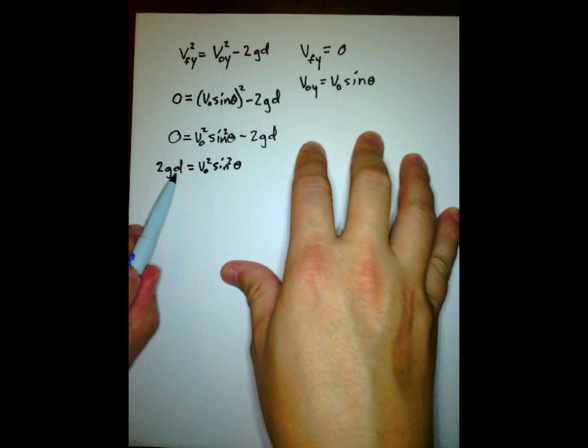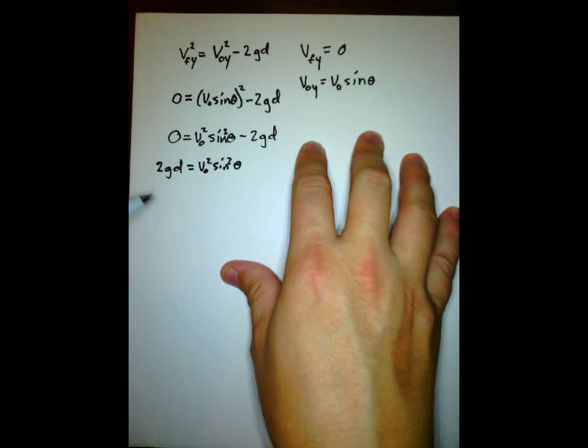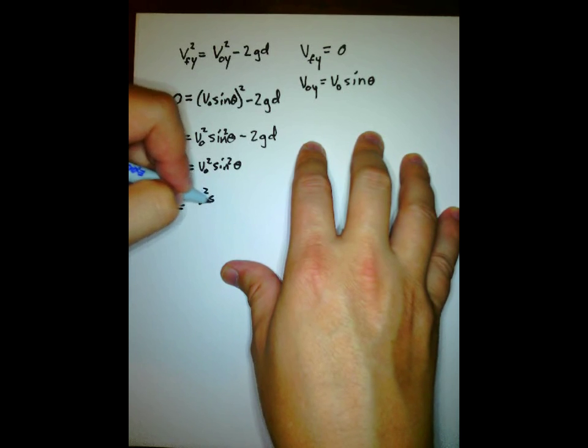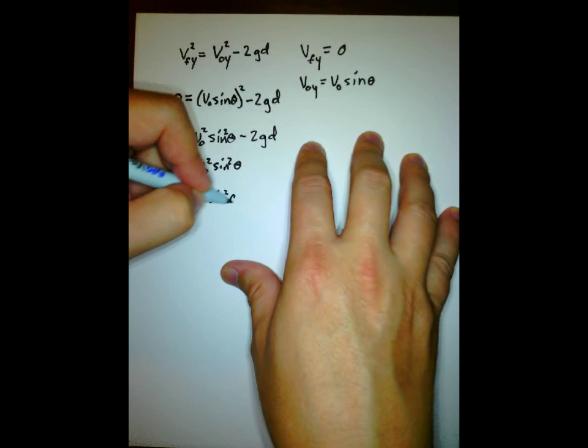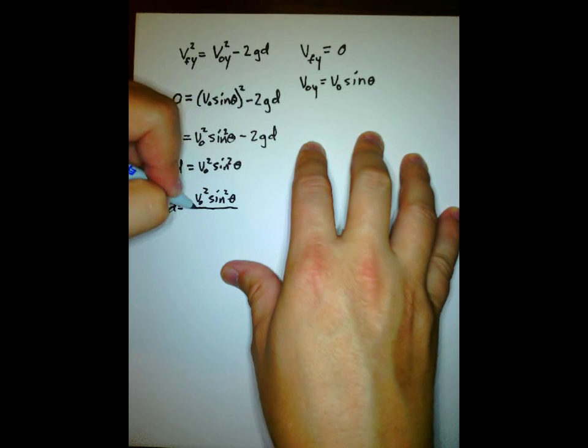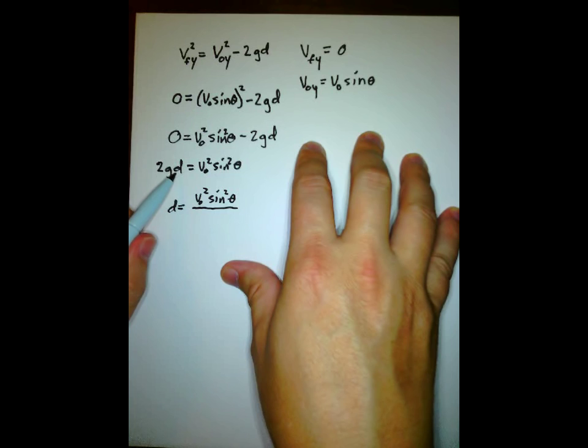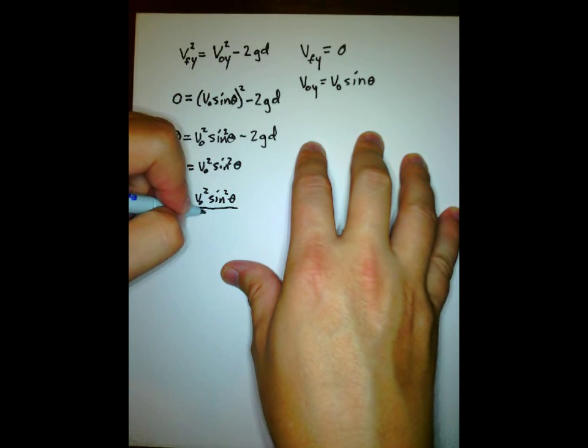Alright, so again, we're still looking for D. So I'm going to divide both sides by 2G, and then I'll have the D by itself. So D equals V naught squared sine squared theta over 2G.